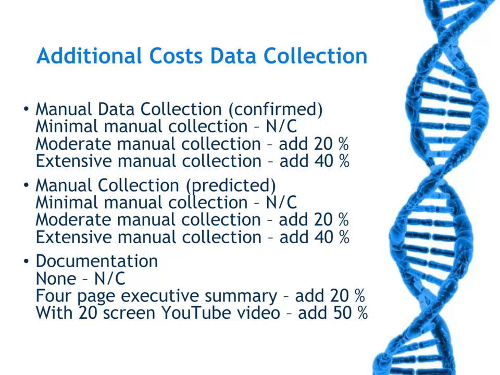Same way on predicted testers. Once you get a model built, then you get a prediction, and you can go data mine for other testers within other projects. There again, if it's only minimal, there's no charge. Moderate, add 20%, and extensive, add 40%. Then, depending on what kind of documentation you want, that can also add cost.